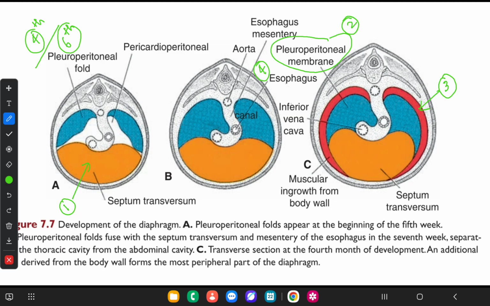Hope you could understand clearly about the formation of the thoracic cavity and the division of the thoracic cavity into the pleural cavity and the pericardial cavity, as well as the development of the diaphragm.